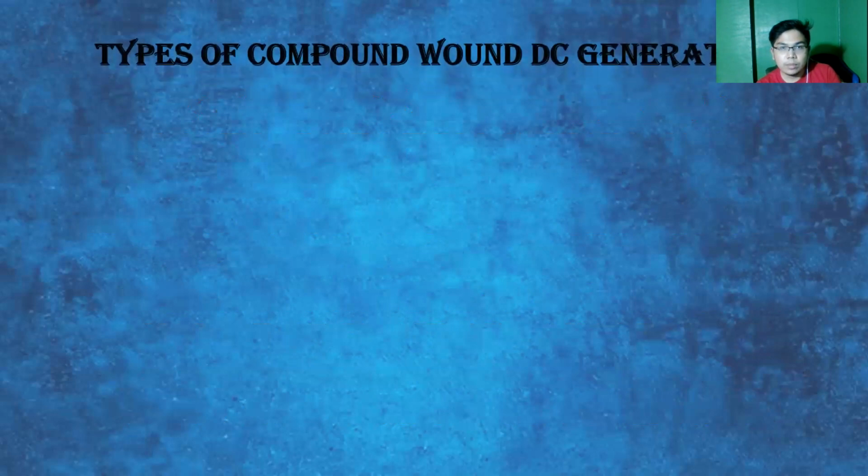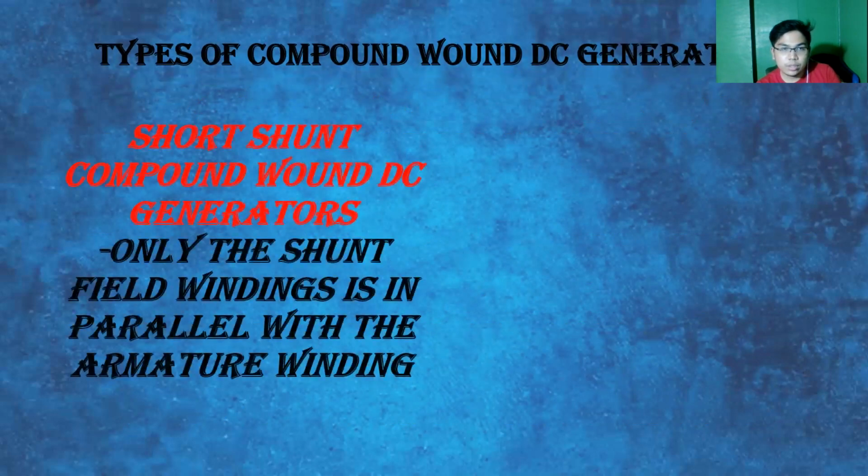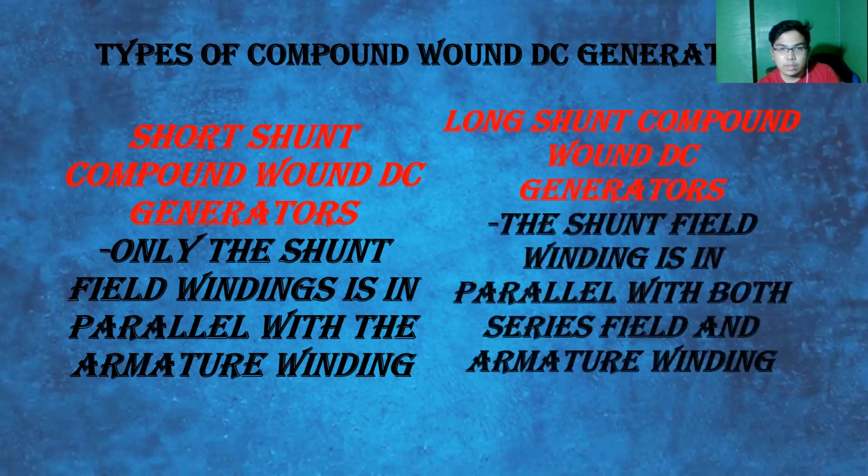Types of compound wound DC generators. Short shunt compound wound generators: only the shunt field windings is in parallel with the armature windings. Then the other is long shunt, which is parallel with the series field and armature windings.